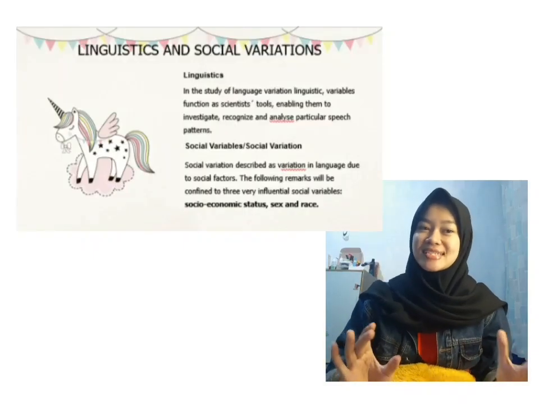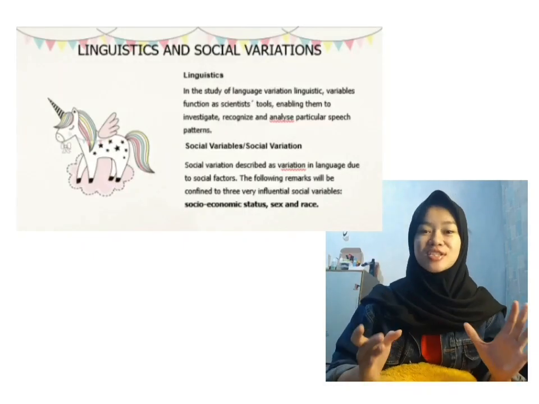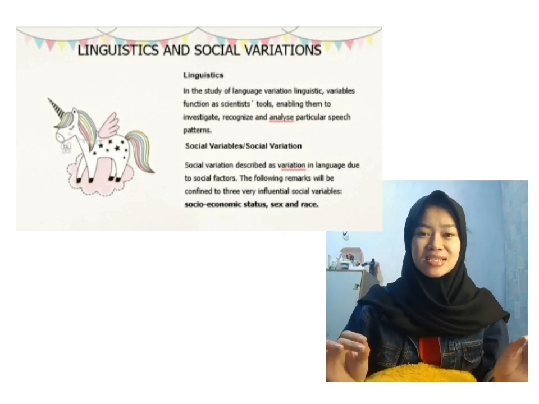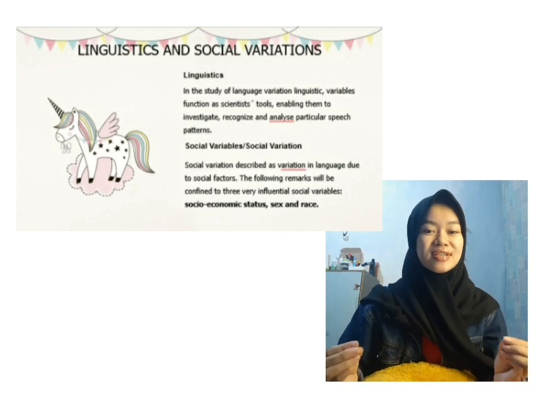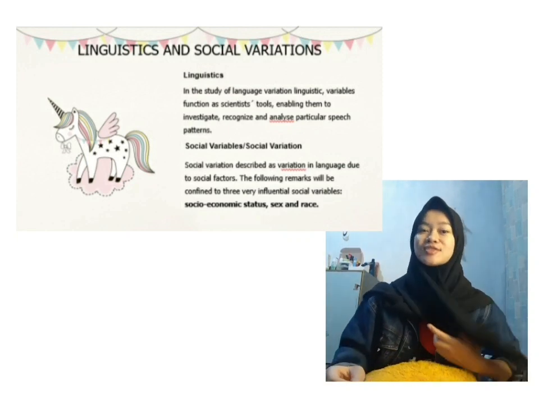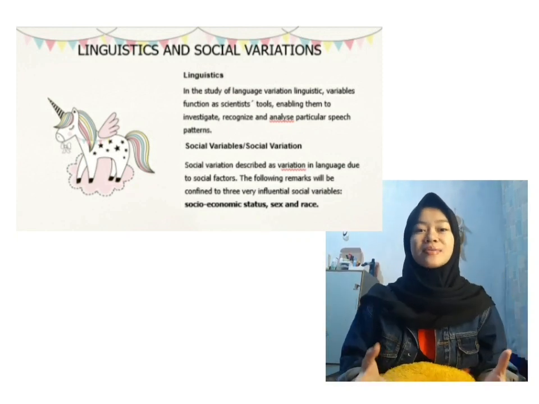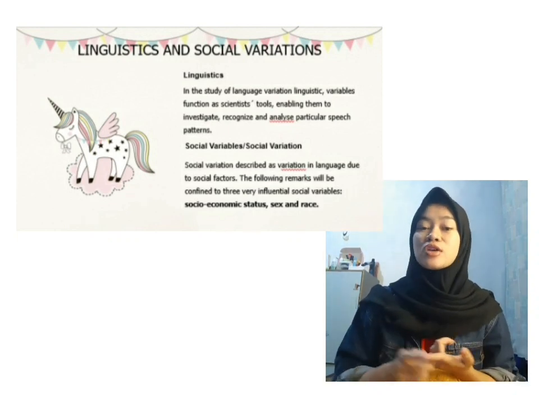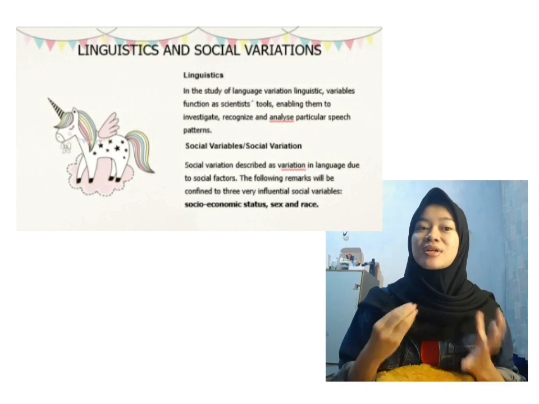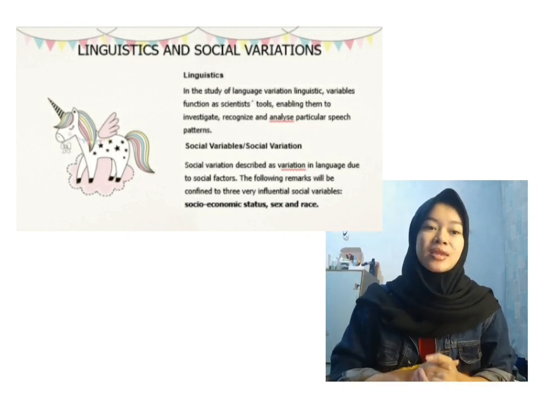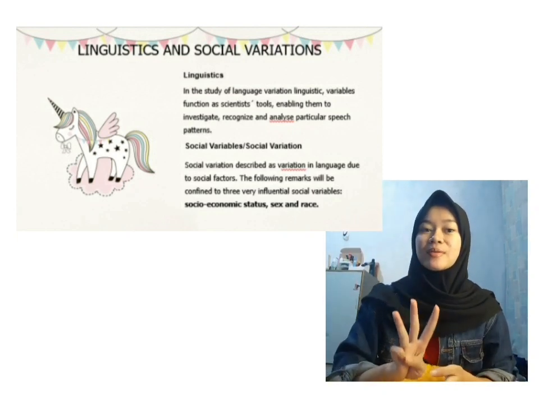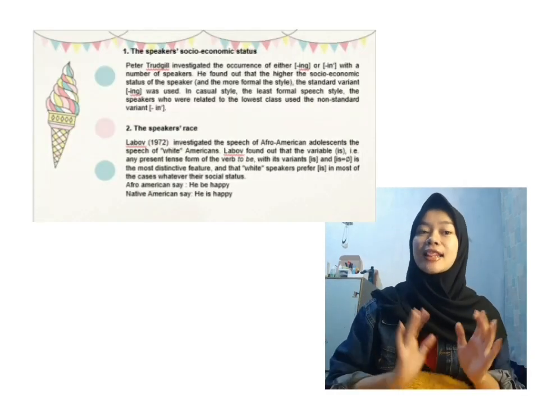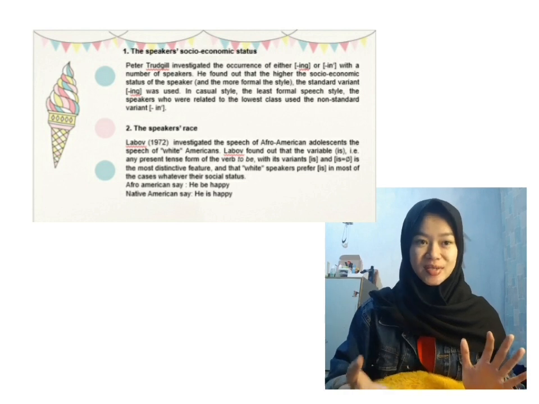Okay, now we have the discussion of linguistics and social variations. But do you know what is the meaning of social variation? What is the function of social variation in linguistics? So, in linguistics, variables functions as scientists' tools, enabling them to investigate, to recognize, and to analyze particular speech patterns. And there is three variables that affect people in the way they are speaking. The first one is the speaker's socioeconomic status.